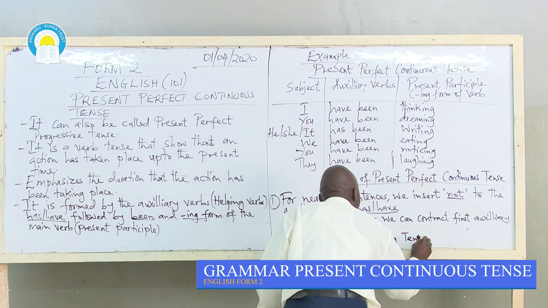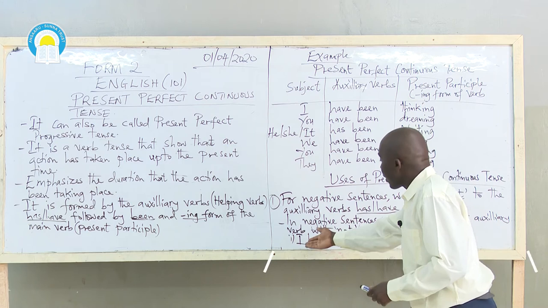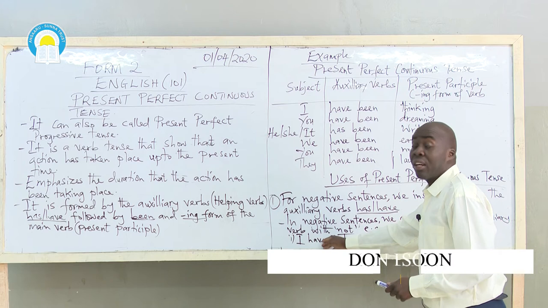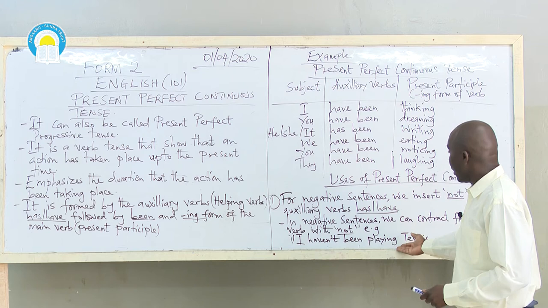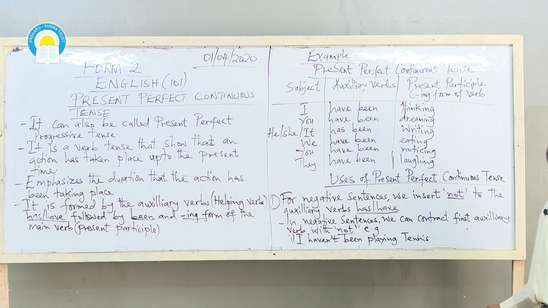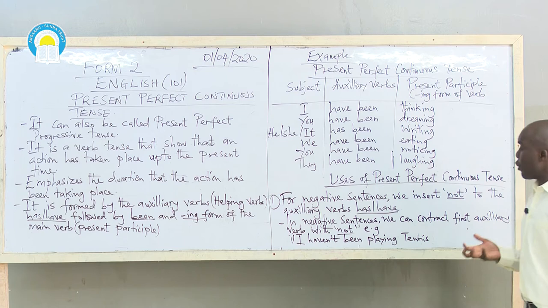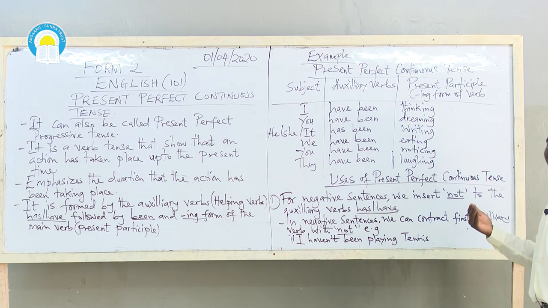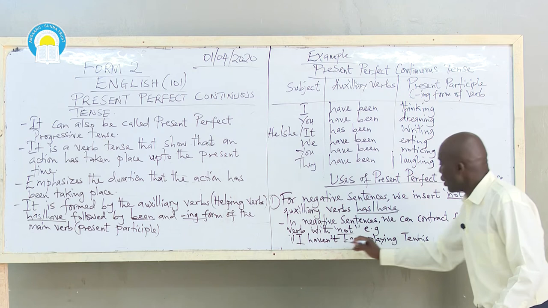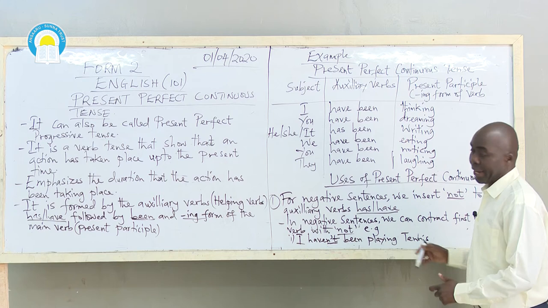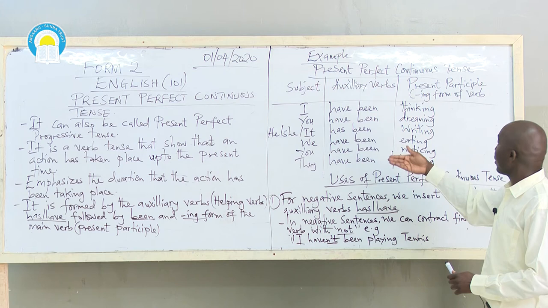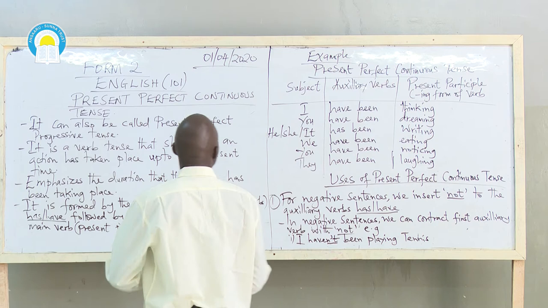Let us have a look at this example. We have the subject I followed by the auxiliary verbs have, then been, then ing added to the main verb play, therefore playing. In this case, the sentence itself shows that it is a negative. How is it negative? We have added the word not. So instead of I have not been playing tennis, we can contract have and not so that we say I haven't been playing tennis. This word tells us that the sentence is a negative, followed by been playing to make it continuous aspect, or present perfect continuous tense. Let us look at the second use.